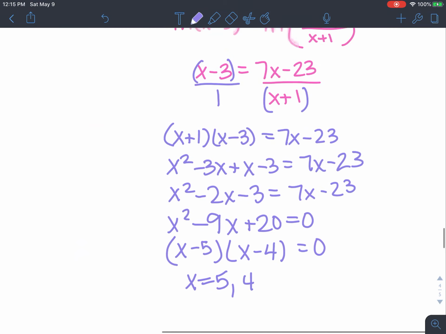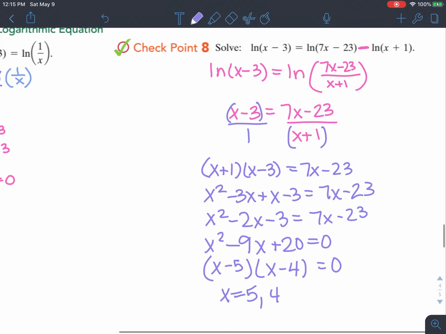Now see, in this one we've got positive numbers, so I'll bet these both work. So if I put 5 up here, yep, that's all good. If I put 4, that's still a positive. That'll be 28 minus 24, that's fine. 4 plus 1 is 5, that's fine. So in this case, see, they both worked. So you do have to check.